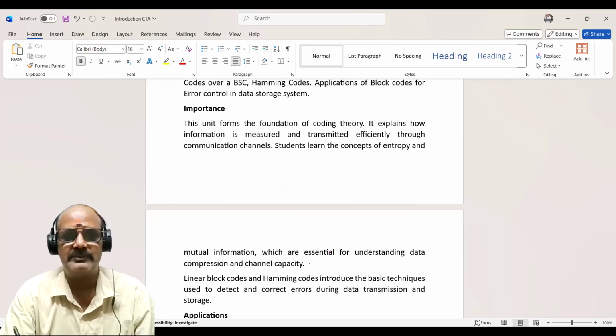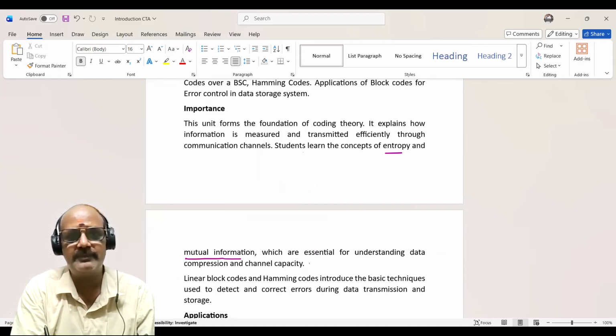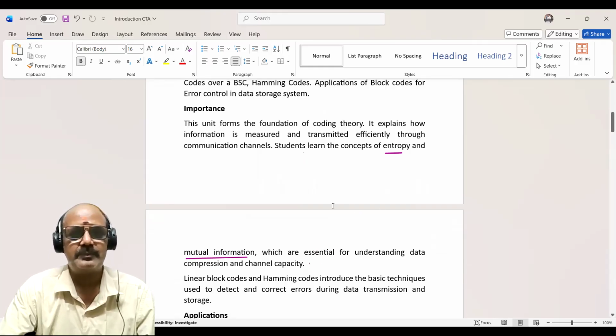Measure of information. Measure of information is denoted by I equal to log 1 by P to the base 2, where P is the probability of occurrence of an event. That is called the measure of information. Students learn the concept of entropy. Entropy means uncertainty. Mutual information means the amount of information measured and transferred from input to output.